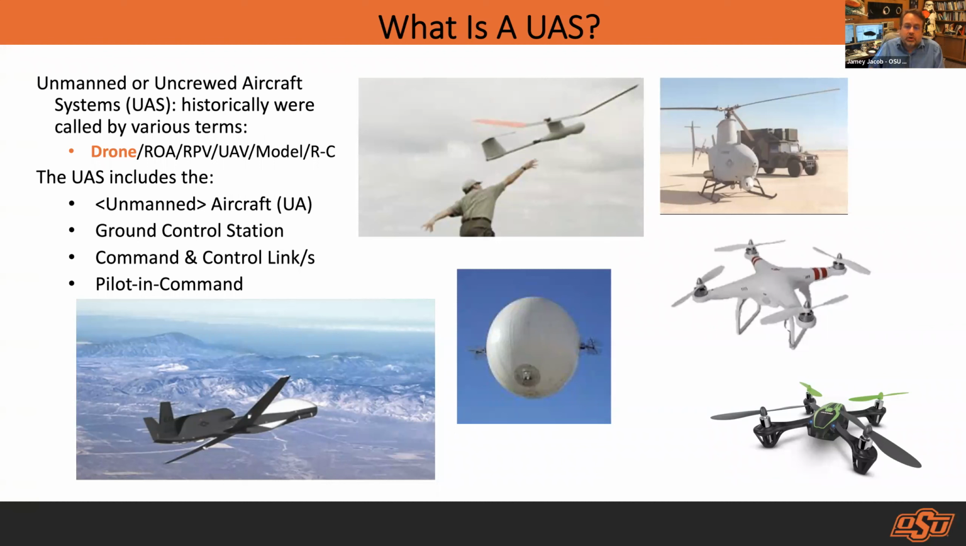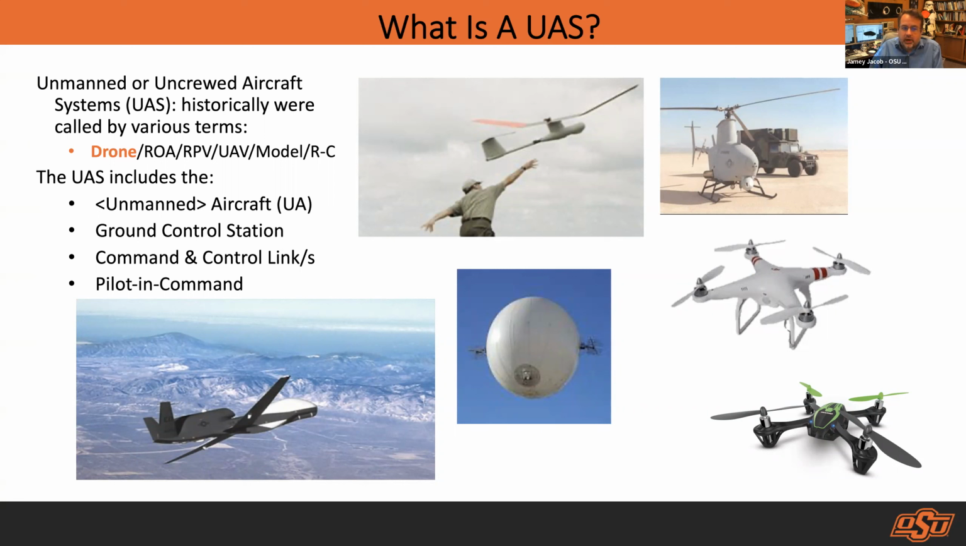There are lots of words and abbreviations for this. The most common one now is unmanned aircraft system. You'll also see this referred to as uncrewed aircraft system, but historically this has gone by a number of names: remotely operated aircraft, remotely piloted vehicle, unmanned air vehicle, model aircraft, remote control aircraft. We're just going to call them a drone to simplify things. So I'll refer to these things as either UAs or drones, kind of back and forth.